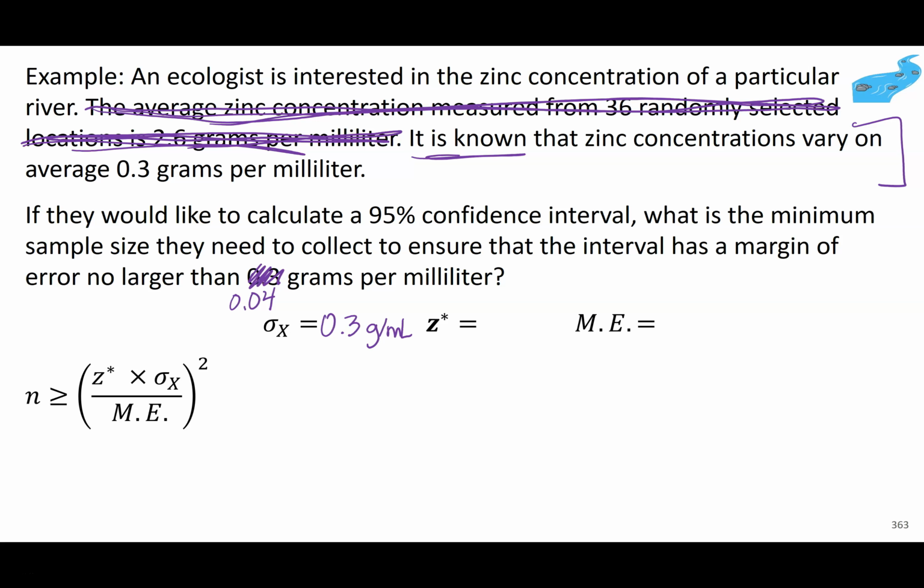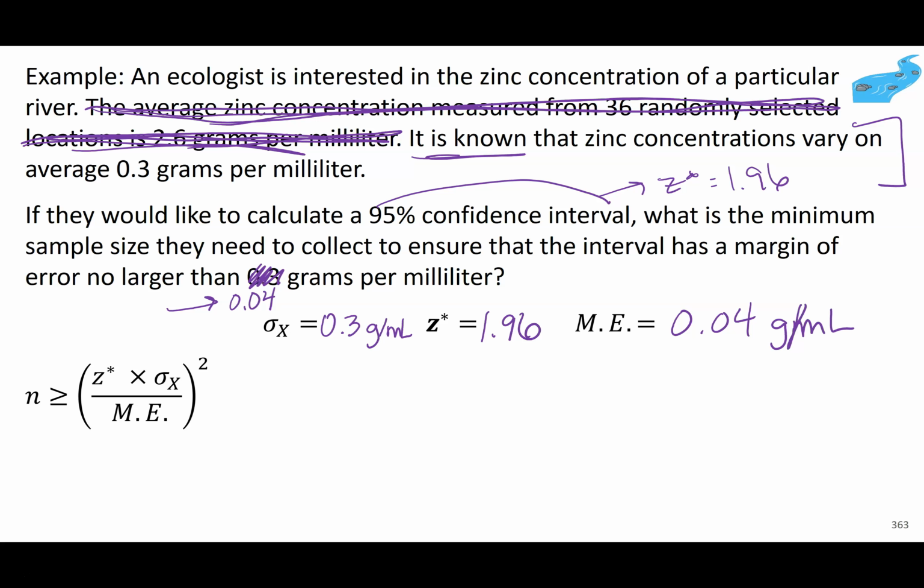They would like to calculate a 95% confidence interval. So that means we want a z-star of 1.96. And we want to know, hey, what's the smallest sample size we can get away with that ensures that our interval has a margin of error no bigger than, I have no idea why it had 0.3 on the slide, 0.04 grams per milliliter. In the notes it should say 0.04.